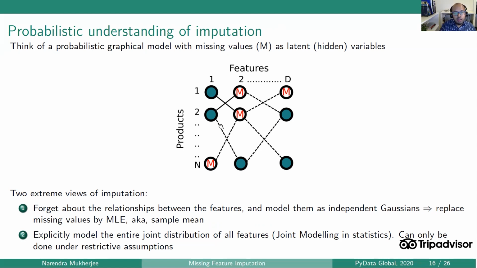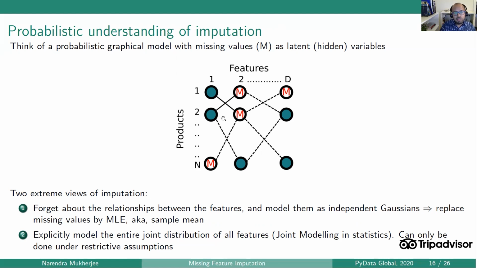And so we can think of this as a probabilistic graph where the filled in observed values are the ones that are filled in over here. The missing values are the latent variables, unseen variables of this probabilistic graph, and we can do inference in this graph. So now we can take two extreme views of imputation. We can take two extreme views of the structure of this graph itself.